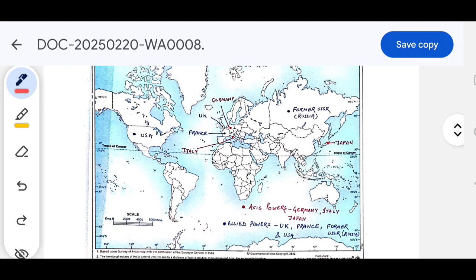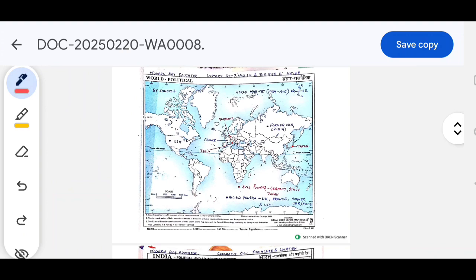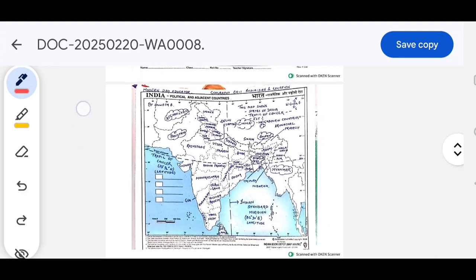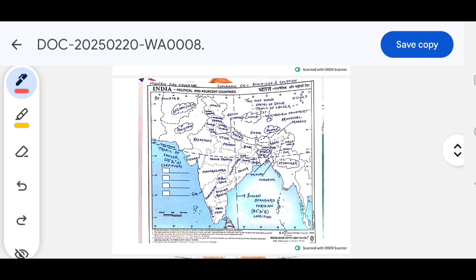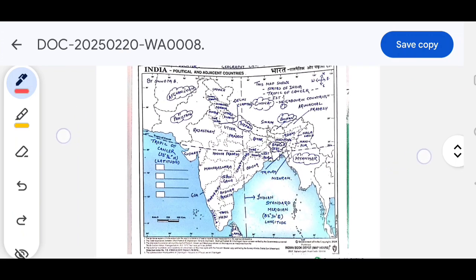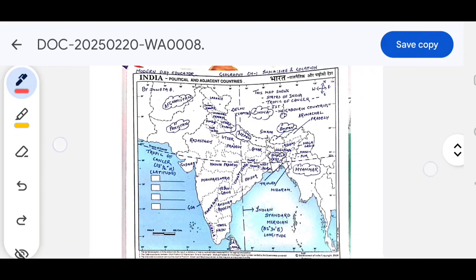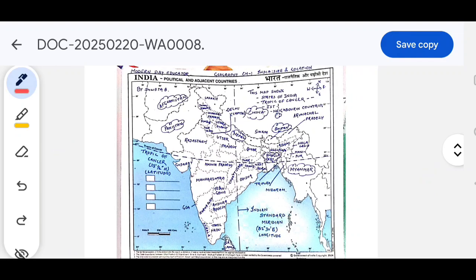Now, let's come to the next thing, that is your geography chapter 1. So, in geography chapter 1, if you see the syllabus, you would find that there are four things separately mentioned which we have to do. One is your Tropic of Cancer, which is a latitude, okay, and it passes from the center of India, dividing it almost into two halves.